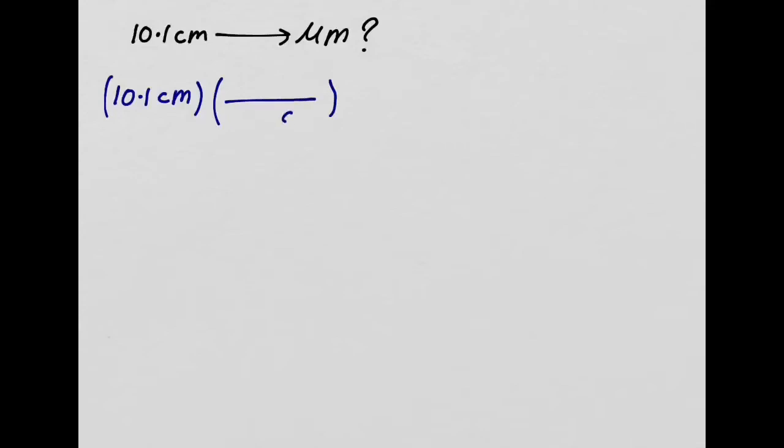Where does it go? It's going to go down here. What I want on top, I want micrometer. So you write down what you don't want here so it can get canceled out. And I wrote down what I want on top, which is micrometer. Now what I need to do is find the conversion between centimeter and micrometer. The first thing I want you to do, tell me which one is the larger unit, centimeter or micrometer.